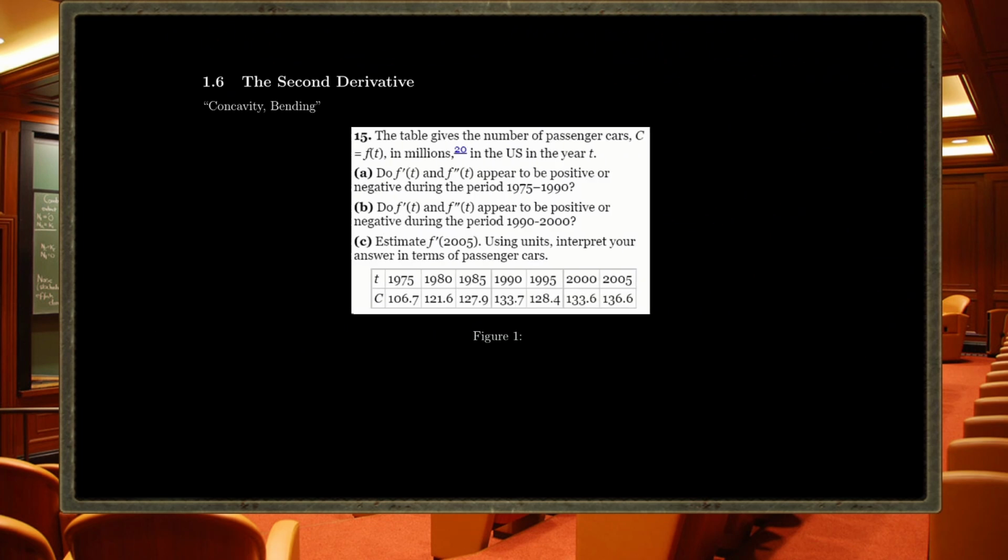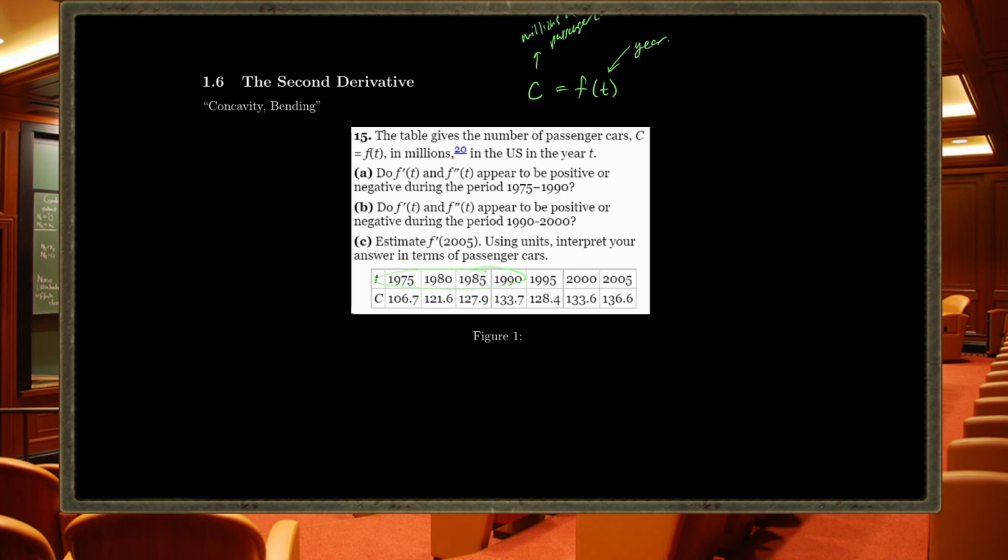Here we'll look at the numerical perspective coming from a table. C is the number of passenger cars, in millions of passenger cars in the US in the year t. For part A, it's asking: do f prime and f double prime appear to be positive or negative during the period 1975 to 1990? So we're just looking here.